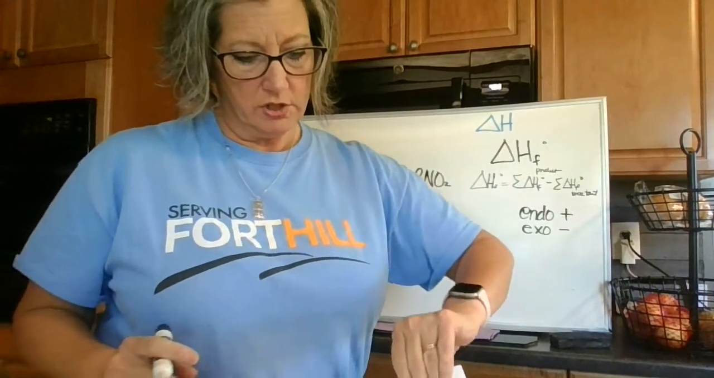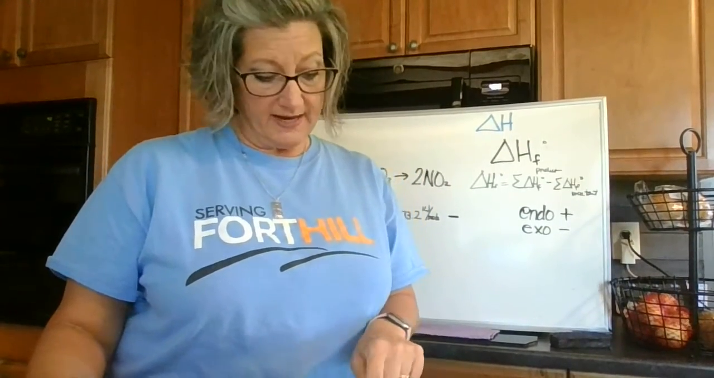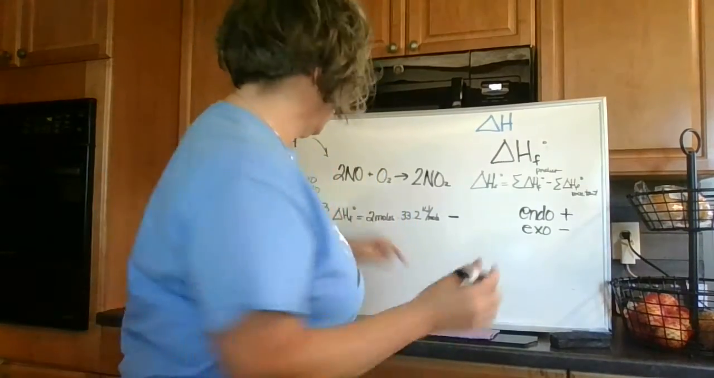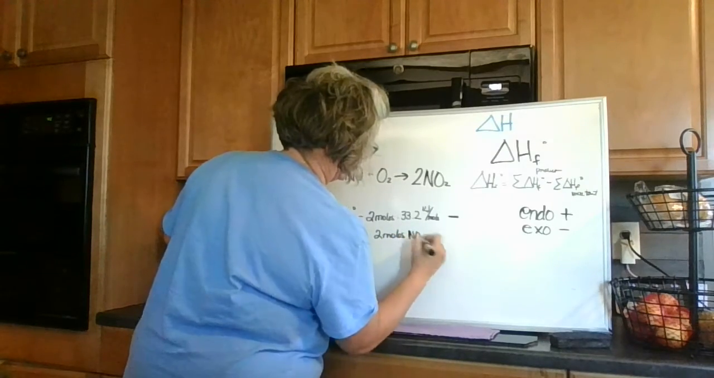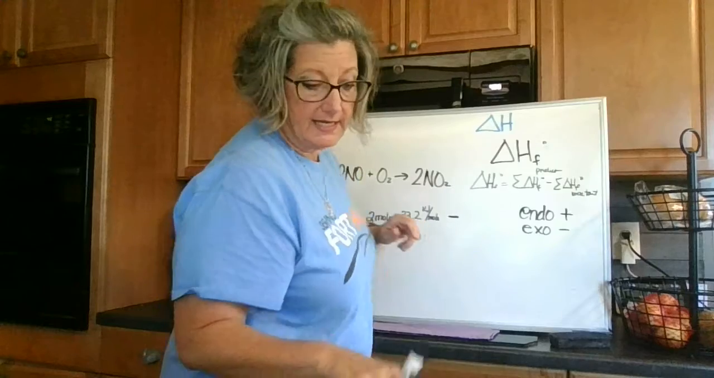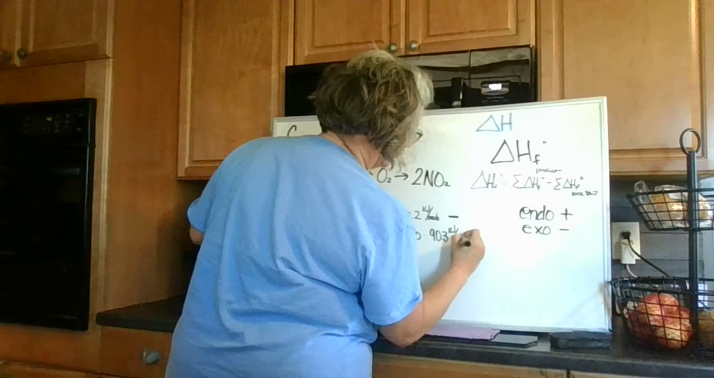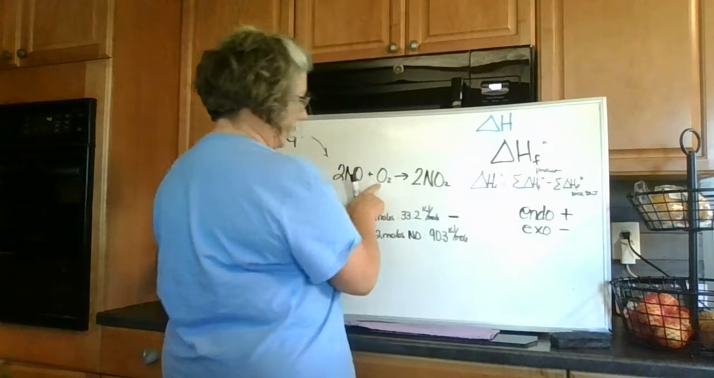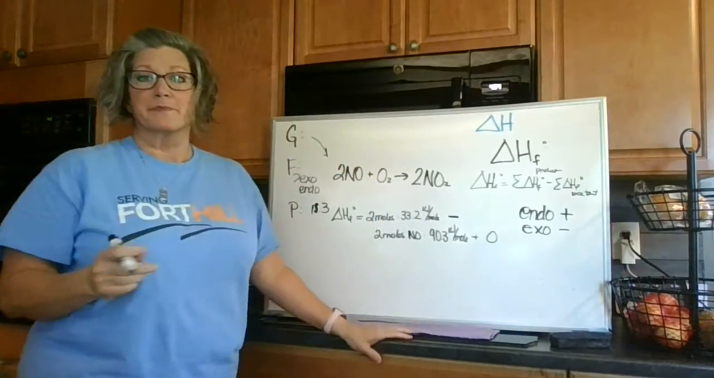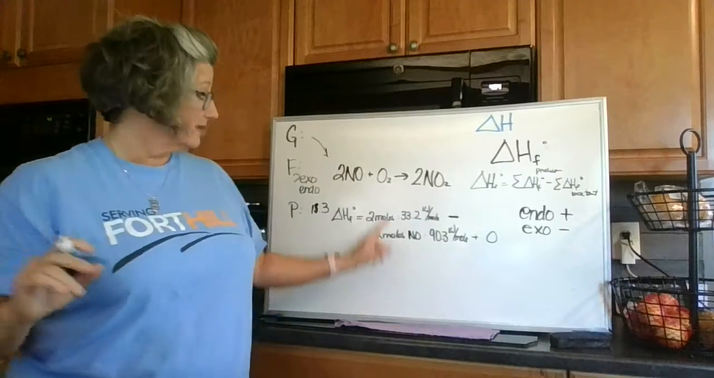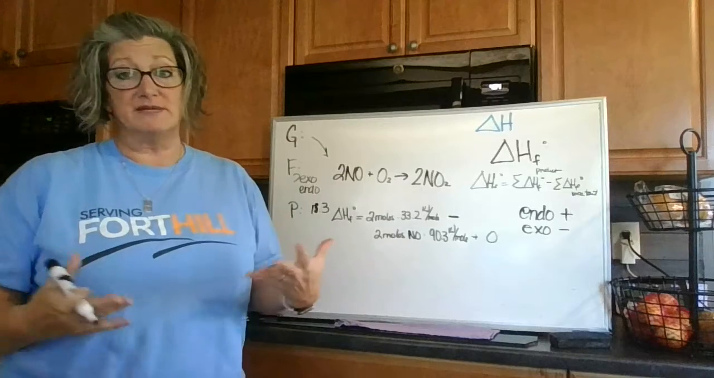So I have 2 moles of NO on page 462, 2 moles of NO times 90.3 kilojoules per mole. And what did I say about this? Plus 0. Okay, it's going to be 0. This is in its elemental form, and anything that's singularly in its elemental form is going to be 0.